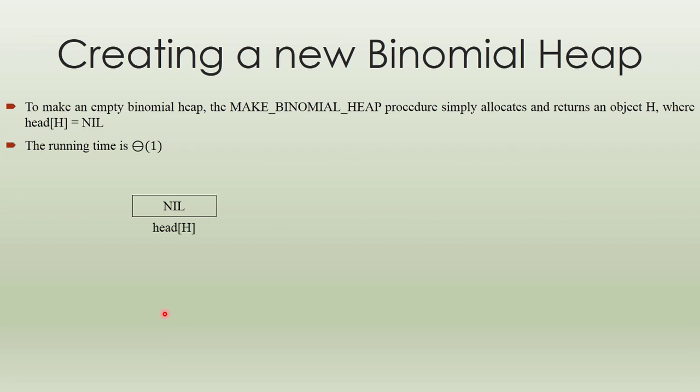To make an empty binomial heap, the make binomial heap procedure simply allocates and returns an object H where head of H equals nil. We already studied head of H. It is the pointer which points to the first node in the root list. Here, with the help of the procedure make binomial heap, we are creating an empty binomial heap. For an empty binomial heap, head of H will be nil. Since it takes only constant time, the running time will be theta of 1.